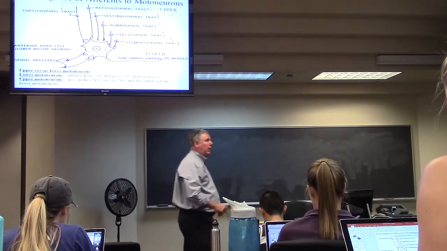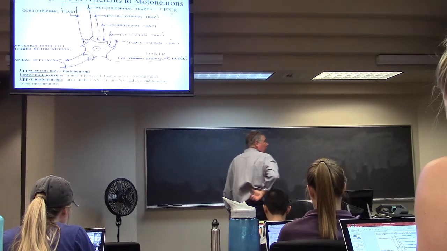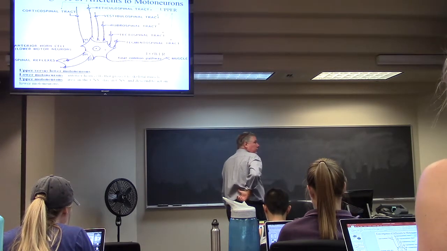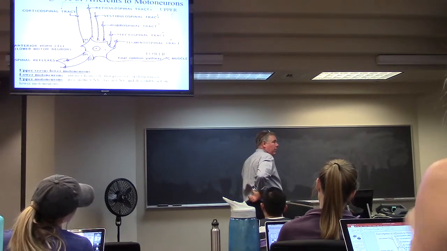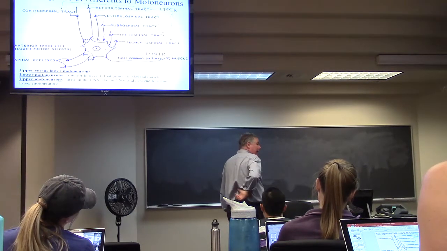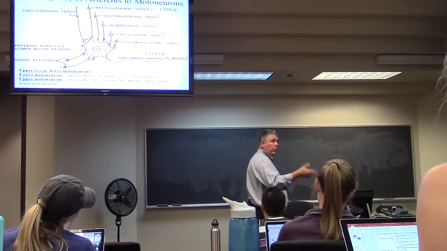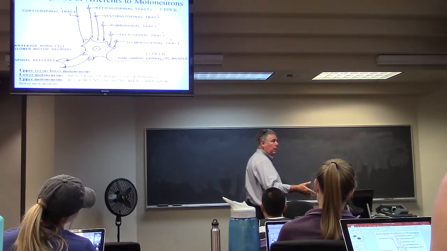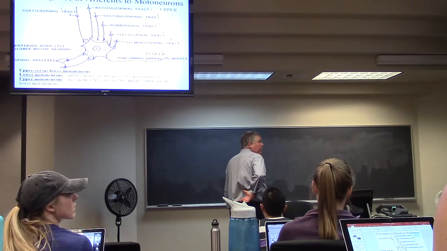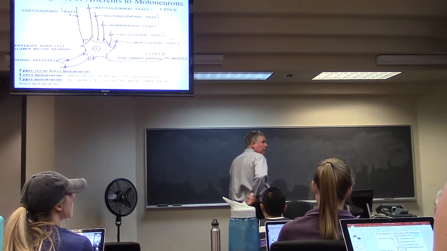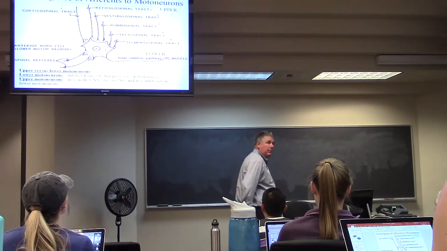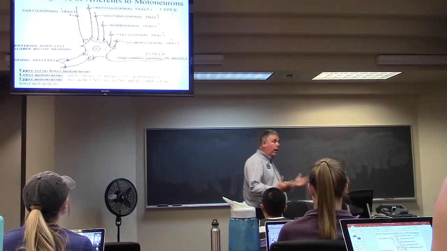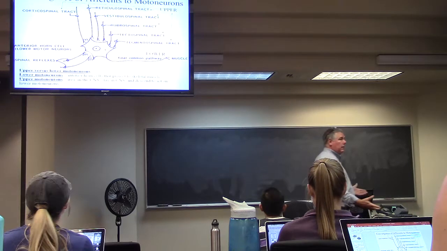If you take a gunshot wound to this part of the spinal cord that got hit right here, you're going to destroy the alpha motor neuron. So at that level, you'll have a lower motor neuron lesion. But everything below it, you've cut. That means everything below it would be an upper motor neuron lesion. You got that?